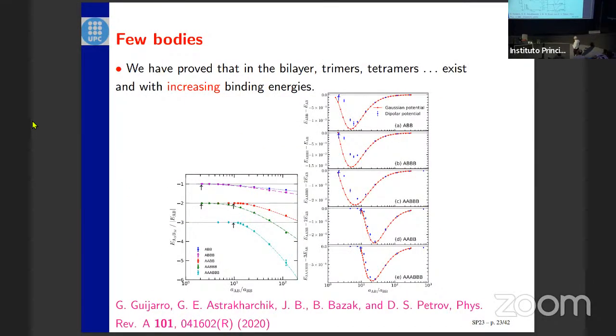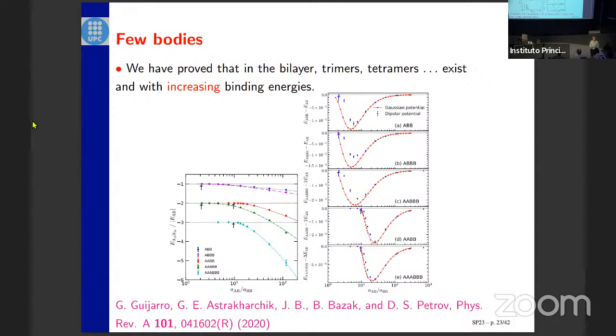And what we see here is a lot of information, but what's interesting to see is that when I put trimers, tetramers, pentamers, hexamers, the binding energy is increasing. So first, the trimers are bound, can be bound. This is the first message, but also tetramers can be bound, pentamers, hexamers, and so on. So the system shows, here is a more detailed plot, that the binding energy is increasing.